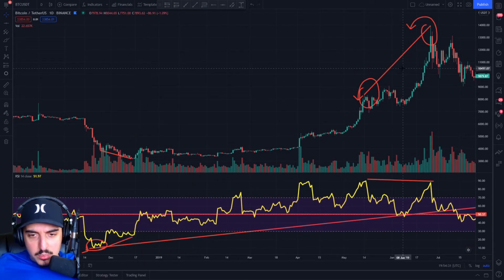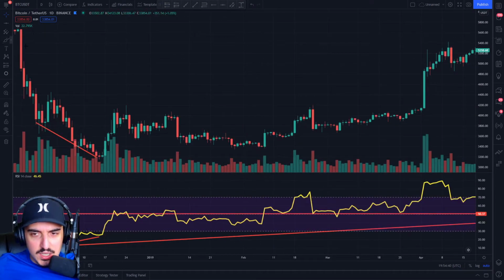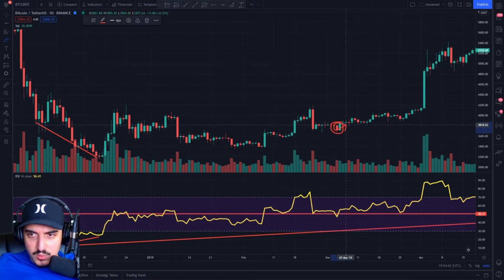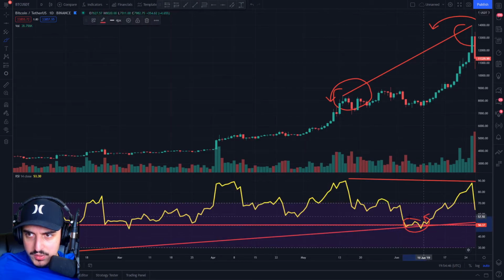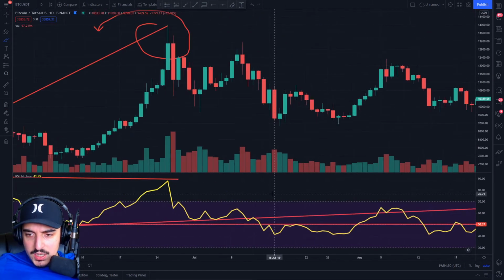So if we are in a bull trend, what you want to do is any kind of moves to 50% on this indicator on the daily time scale is a tremendously good buy signal. As you guys can see, we pulled down to 50, we went up. We pulled down to 50, we went up. We pulled down to 50 over here, now we went up. So anytime we are in a bull market, it's a good buying opportunity.